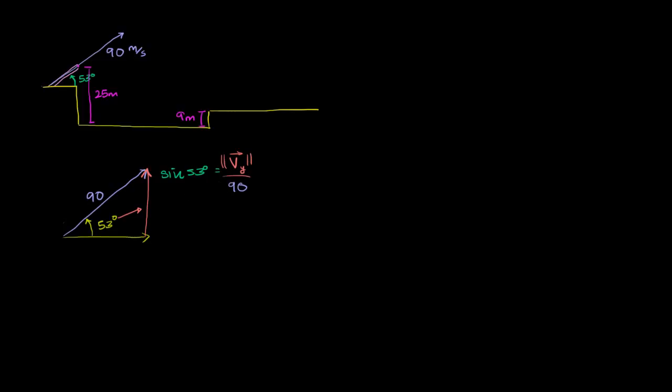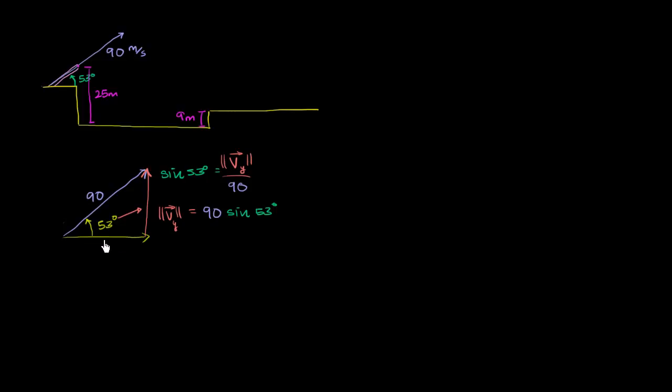If we multiply both sides by 90, we get that the magnitude of that side is going to be equal to 90 times the sine of 53 degrees.